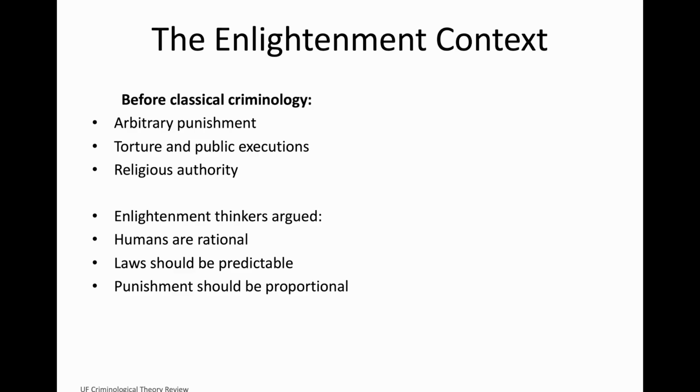To understand deterrence theory, we have to begin with the Enlightenment. Before classical criminology, punishment was often arbitrary, brutal, and inconsistent. Criminal justice systems in Europe were shaped by monarchy, religious authority, public spectacle, and extreme punishment. Torture, public executions, mutilation, and harsh corporal punishments were very commonplace. Punishment was not always proportional to the offense. Laws weren't always clear, and judges often had enormous amounts of discretion.